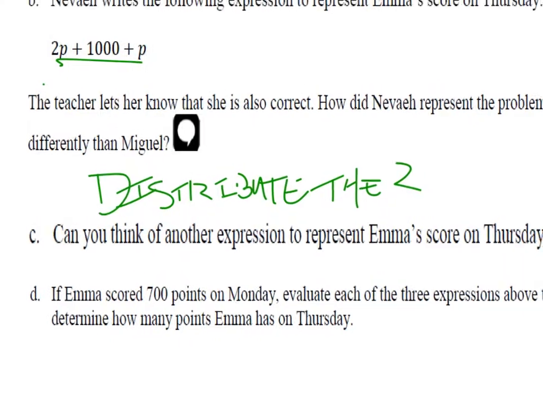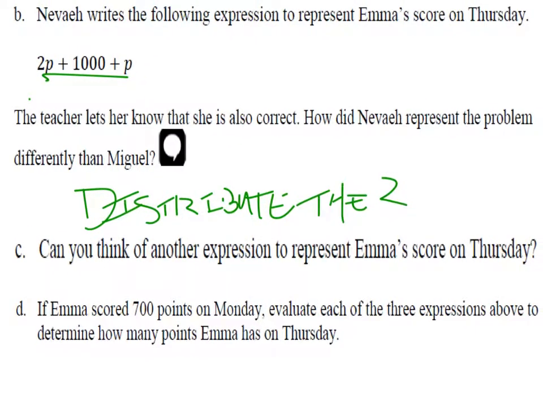Can you think of another expression to represent Emma's score on Thursday? Is there another way we can represent this? Yeah, what would you guys do? Combine like terms. And what would that give you? 3p plus 1,000. Very good.